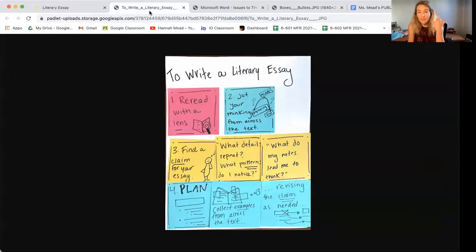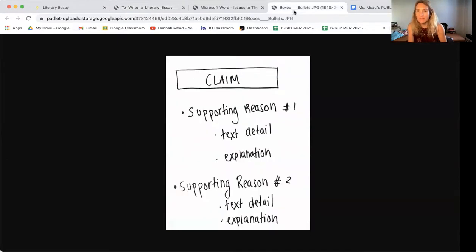When you have your lens in mind, you'll reread your jots with that, thinking about a possible, now number 3, claim for your essay. What details are repeating? What are my ideas here? And then plan. So tonight you'll practice this work on your own, and what you'll turn in is an essay plan, boxes and bullets of this imaginary or possible next literary essay.